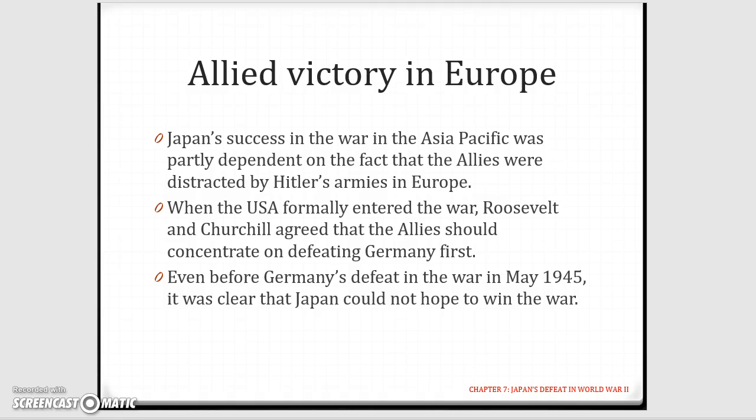Okay, so in the last part I shall talk about the last two factors, the demand for unconditional surrender and the dropping of the atomic bomb, and that will conclude chapter 7.